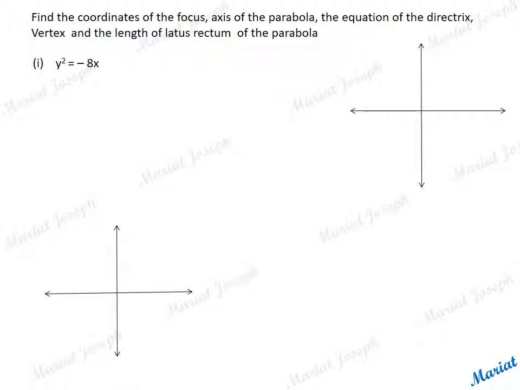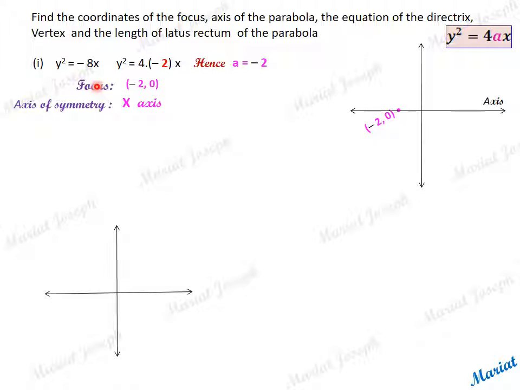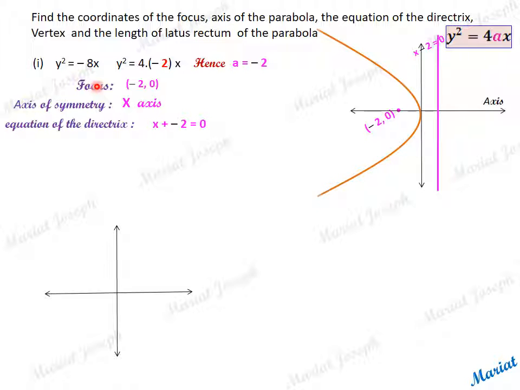Now we will take another case where y square is equal to minus 8x is used. Observe that a is coming minus 2. So the focus is on the left side of the y-axis. So the parabola should turn left. a is equal to minus 2. So the equation of the directrix will be x plus minus 2 equal to 0, which is x minus 2 equal to 0. Directrix is on the other side, just because the value of a is negative.